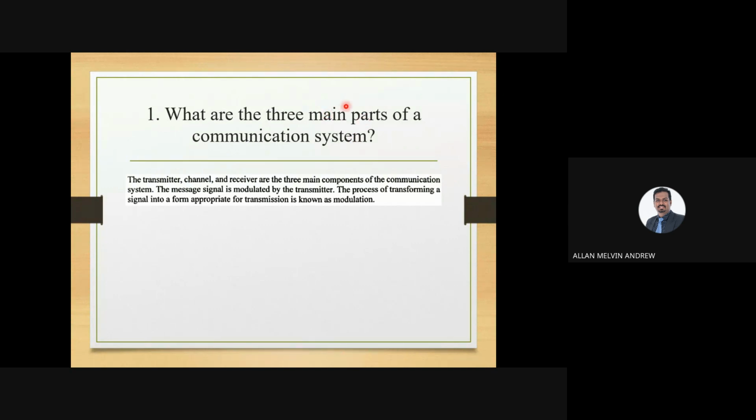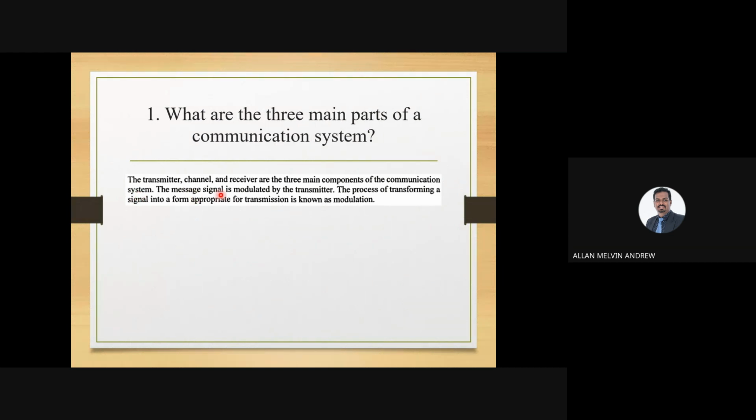You need to understand that the communication system must have a transmitter. The transmitter will receive the message, convert it, modulate it, and transmit it to the receiver through a channel. So these three parts are really important for a communication system. It must have a transmitter, must have a receiver, and to connect these two, it must have a channel. All these three are the three main components of a communication system.